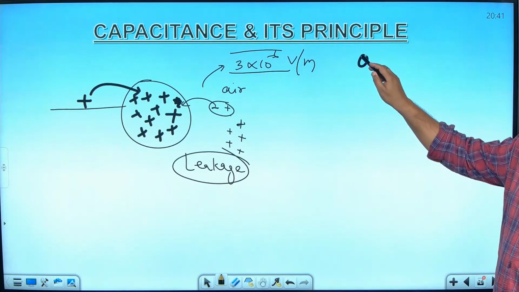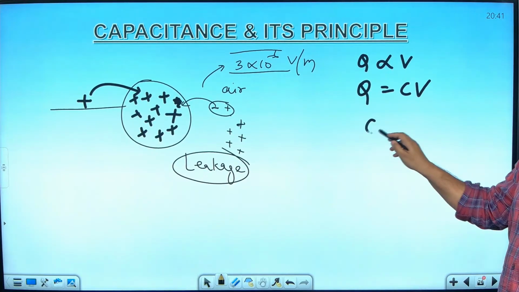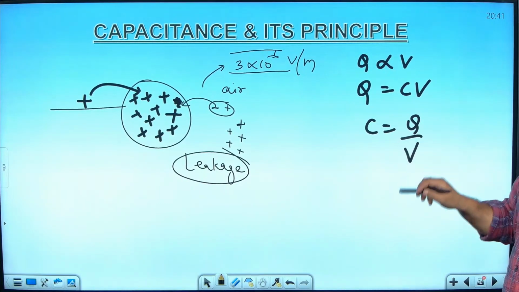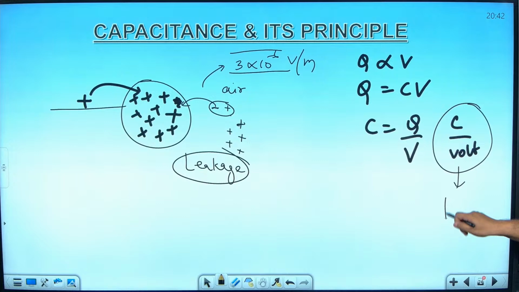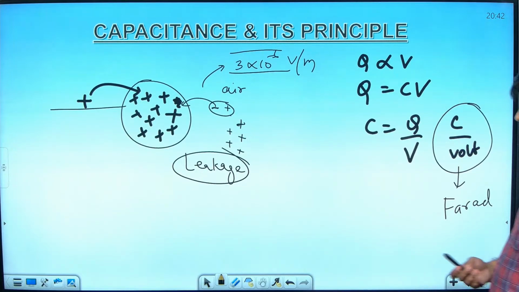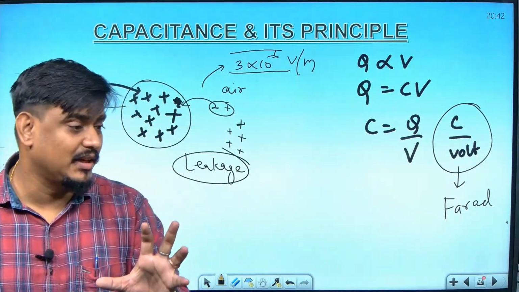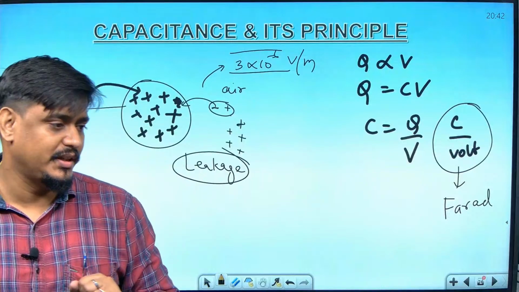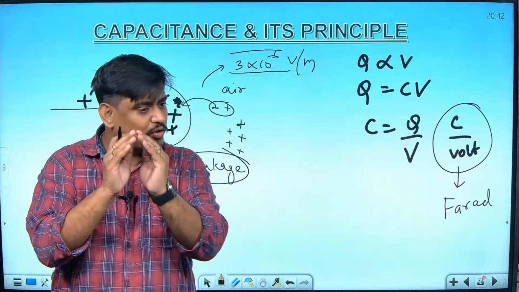We know that Q is proportional to V. So Q will become equal to CV, C will become equal to Q by V. Q is in coulombs, V is in volt. Coulomb per volt is called what? Farad. Farad is the SI unit of capacitance. I hope you are understanding. A capacitor is just a device which is having charge stored in it. It need not have parallel plates always. Just a single plate also can be a capacitor.